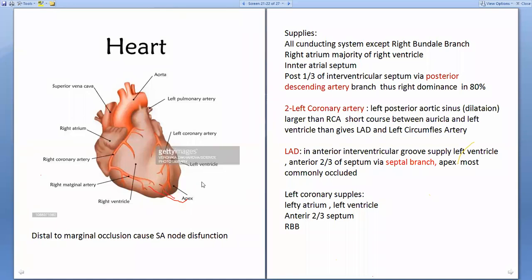Okay, branch two is the circumflex artery. The next branch was the circumflex artery, which supplies the remaining part of the left ventricle and also the left atrium. The left coronary artery supplies the left atrium as well.